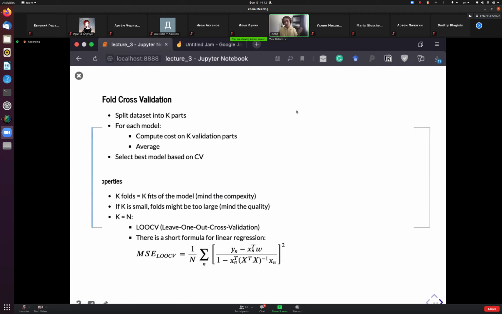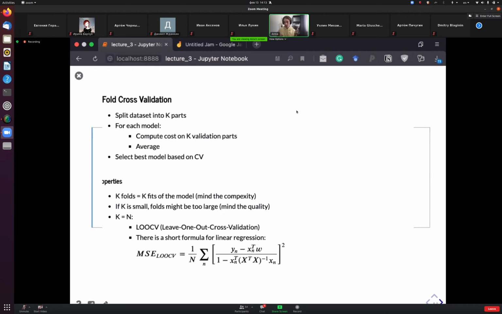But a good thing is that your metric will be pretty close to what you want it to be. So this method is called leave one out cross-validation. Every time you leave one object out, but it's again a special case of k-fold cross-validation.